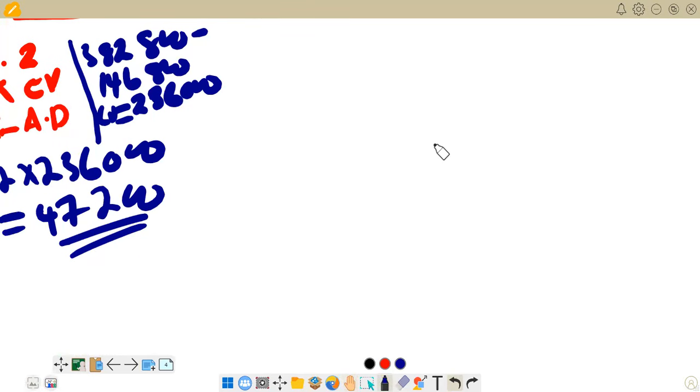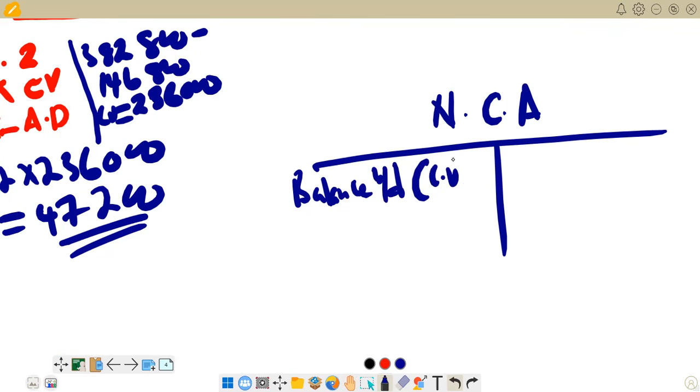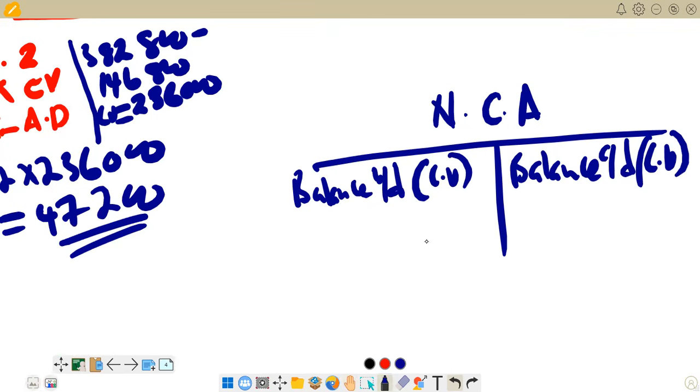We can put it in the form of a non-current asset account. Then we put the value of the balance at the beginning, or we say balance BD, using the carrying value of the balance BD, and then the carrying value of the balance CD, that is the balance at the end of the period. Don't use cost values, but use carrying values.